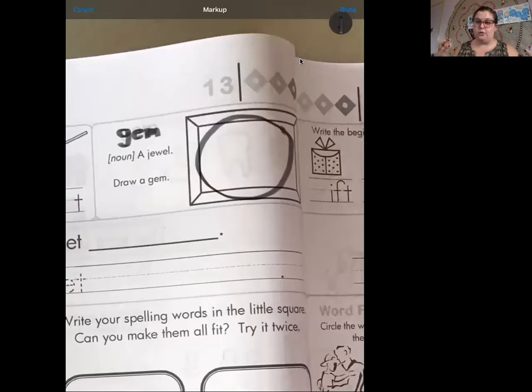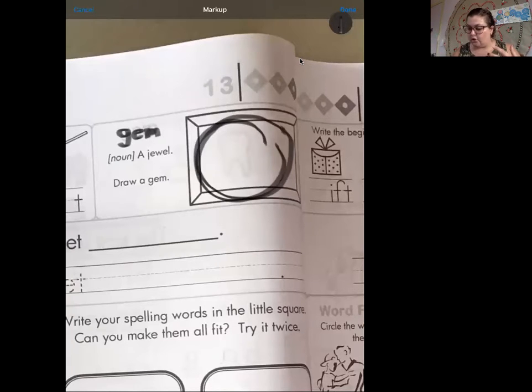Maybe it's an emerald. I don't know how to say emerald in Spanish. Maybe it's a ruby. I don't know how to say ruby in Spanish. Rubia? Maybe. No, Rubia's blonde. I don't know. Ruby. Maybe it's a diamond. Diamante. I knew that one. You can draw a diamond, a diamante.